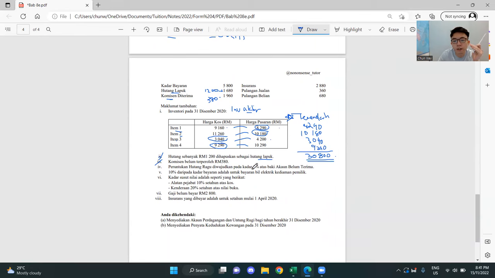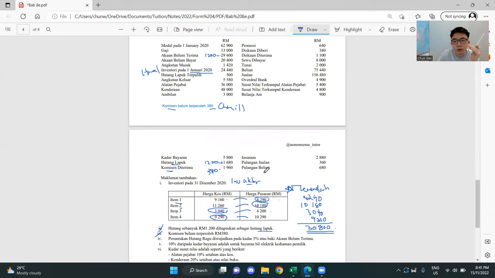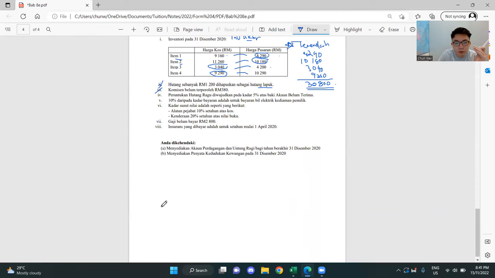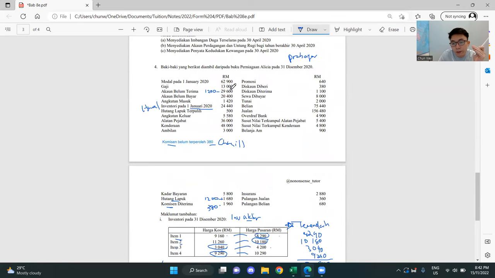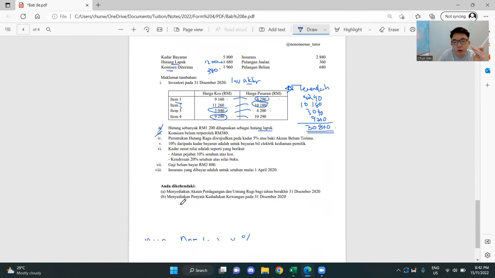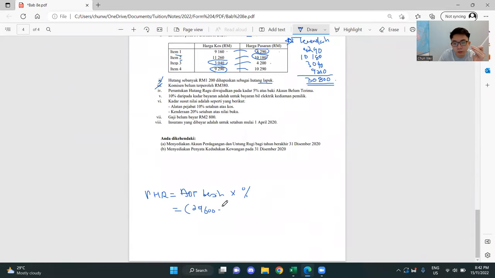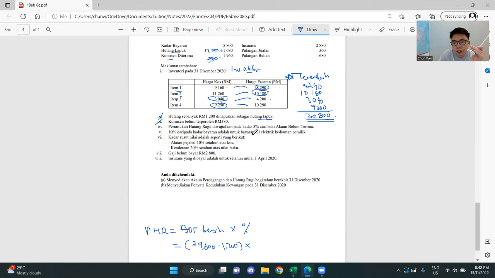The peruntukan hutang ragu diwujudkan pada kadar 5% atas bagi akaun belum terima. So for you to calculate the PHR, peruntukan hutang ragu, you have to know the formula. So the PHR formula, do you still remember? You have to use the ABT bersih. Let me write down for you. The PHR peruntukan hutang ragu is equal to the ABT bersih times the percentage. So how much is the ABT bersih? You're using the ABT 29,600 minus your 1,200, times the percentage, which is 5%.